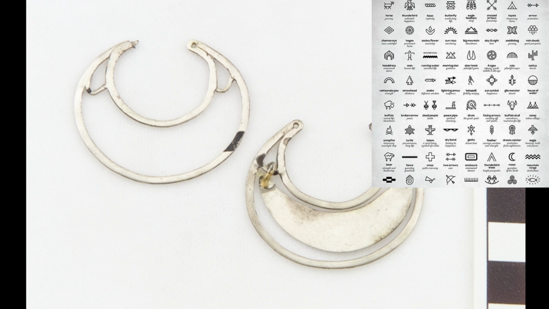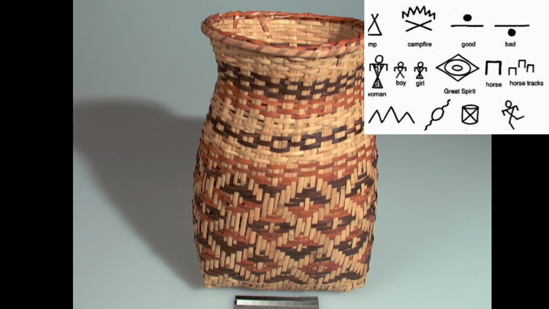These earrings don't have anything carved or stamped into them, but the shape of them is a symbol that means sun or moon. Here we have an Eastern Woodlands woven basket. And this basket has a diamond pattern in it.